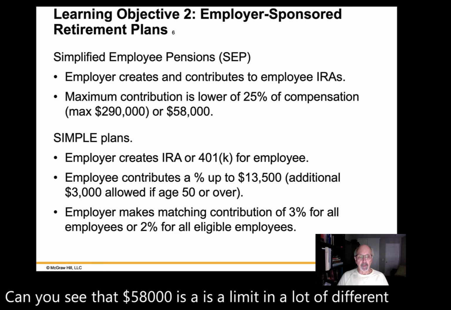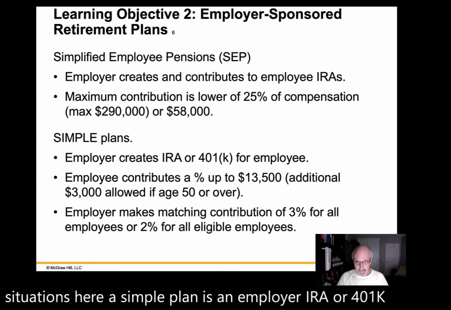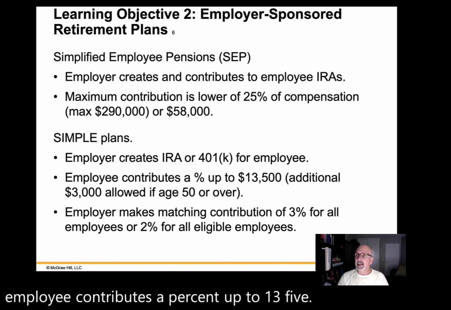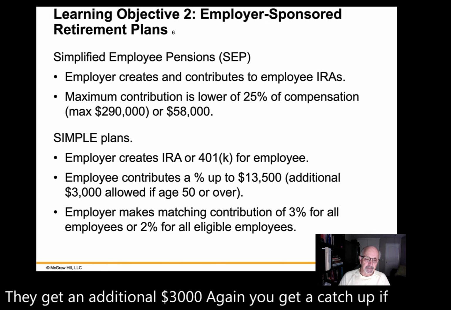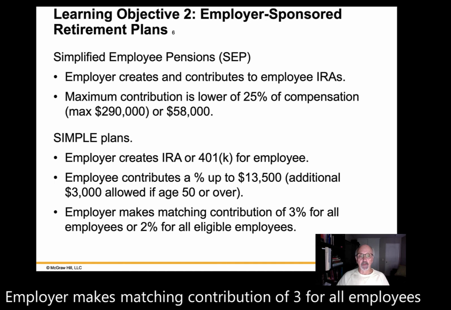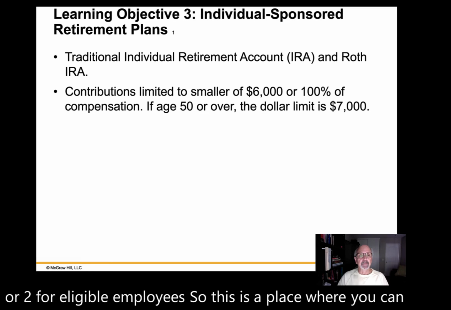A SIMPLE plan is an employer IRA or 401k. Employee contributes a percent up to $13,500. They get an additional $3,000. Again, you get a catch-up if you're over 50. Employer makes matching contribution of 3% for all employees or 2% for eligible employees. So this is a place where you can actually discriminate.